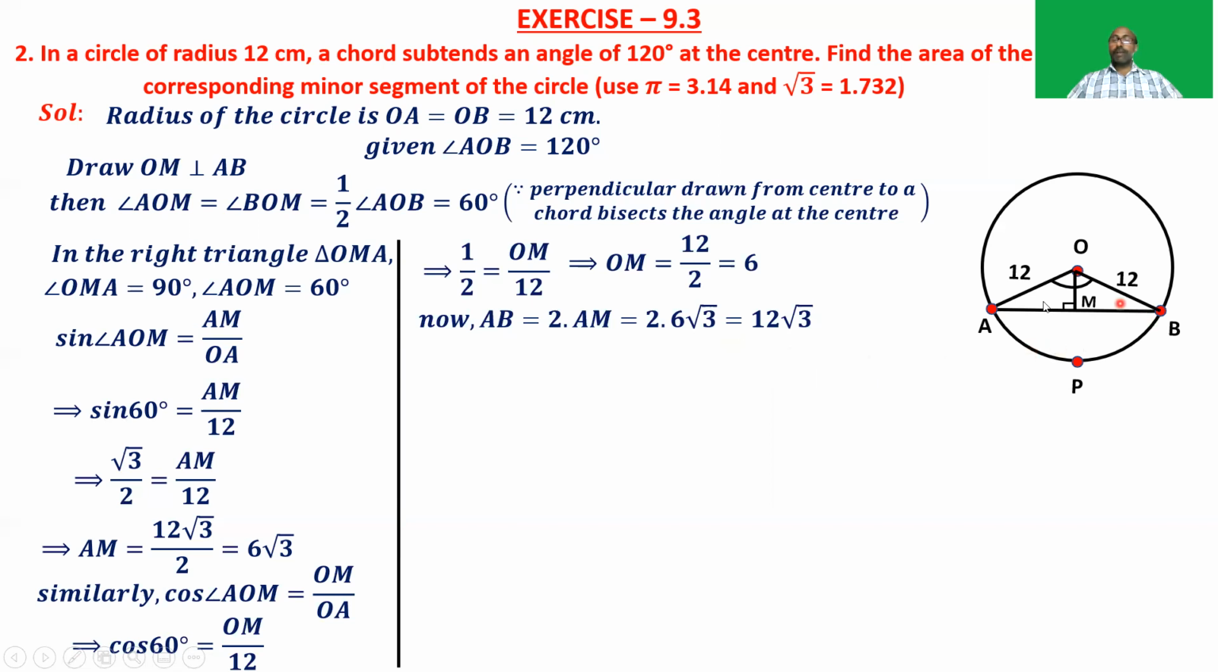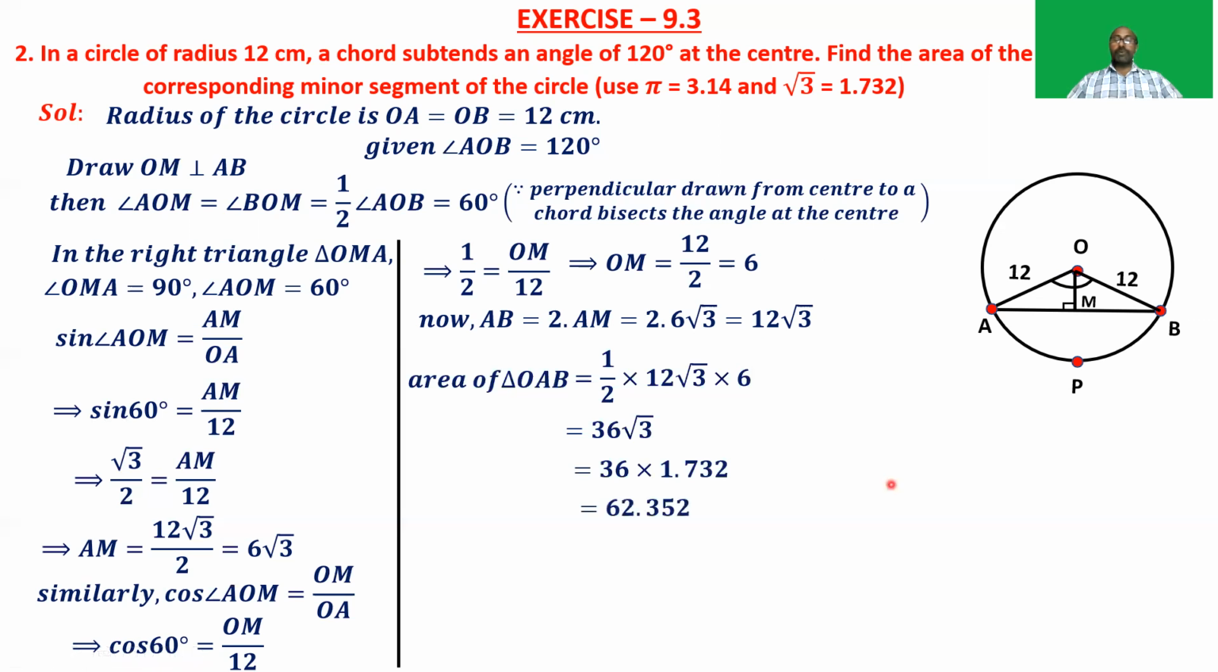So now we have the base AB is equal to 12 root 3 and the height OM is equal to 6. So the area of triangle OAB is equal to half into base 12 root 3 into height 6. So this is equal to 36 root 3. And we have root 3 is equal to 1.732. So by substituting, we get 62.352 approximately. So the area of triangle OAB is 62.352.